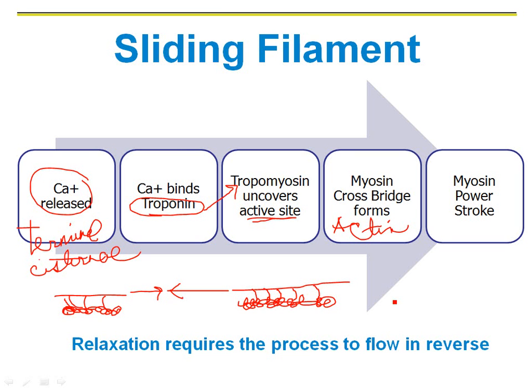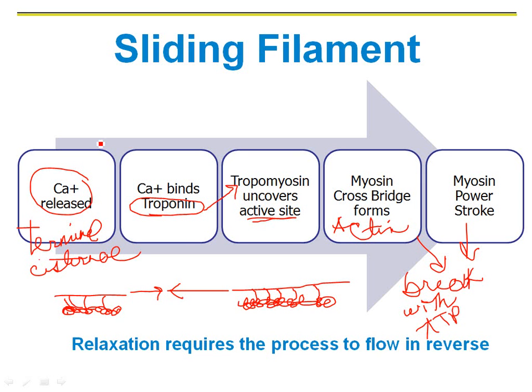Now, if you want to relax this muscle, now ATP shows up. ATP binds to its little site on myosin's head, and ATP breaks the cross bridge. That's pretty messy, but you know what I mean.